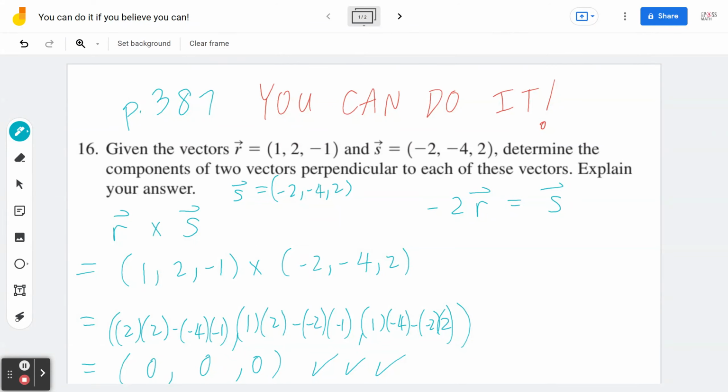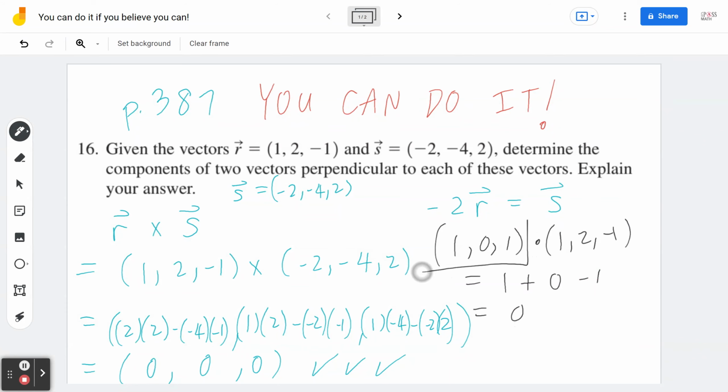So one example could be, let's say 1, 0, 1. Let me switch colors for you. Now, the reason why 1, 0, 1 makes sense is because when you take the vector 1, 0, 1 and you dot it with, let's say, 1, 2, negative 1, this would give you 1 plus 0 minus 1, which is 0. So this is another example that you can pick.